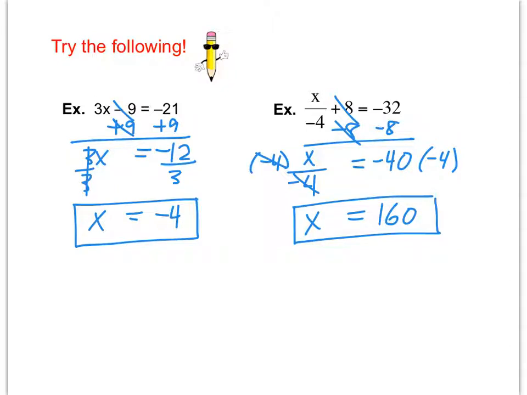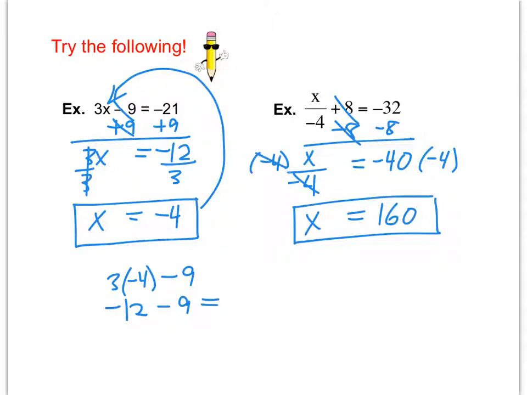Now, just like the one-step equations, you can always check your answers by plugging the x into the original equation. So if I wanted to check my answer, I would take 3 times negative 4 and subtract 9. 3 times negative 4 being negative 12, minus 9. Here's where I slash and dash, and I get negative 21. So my answer checks out.